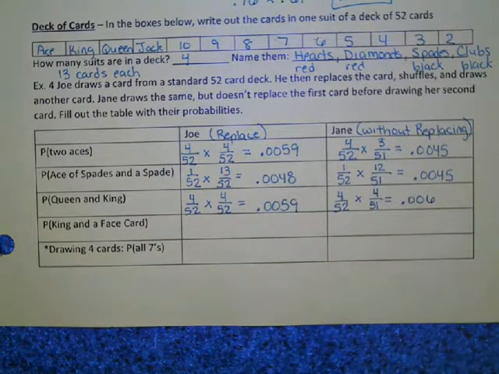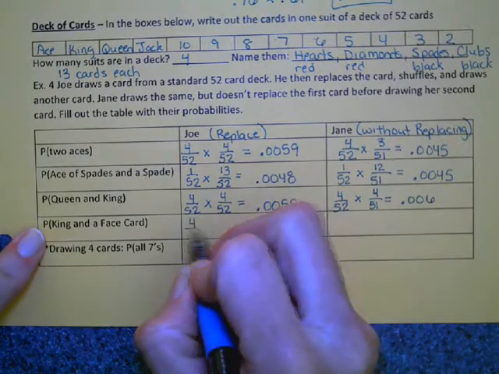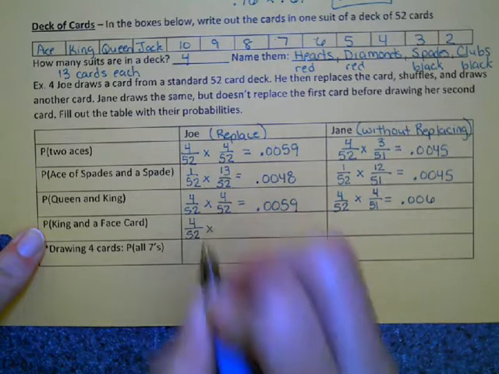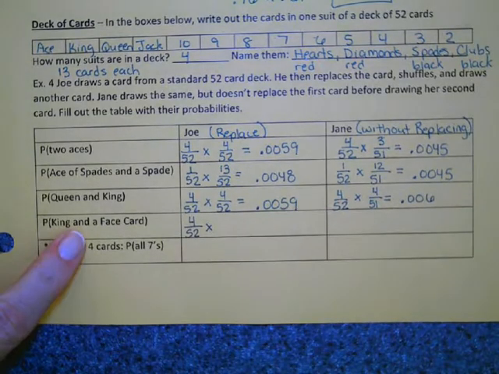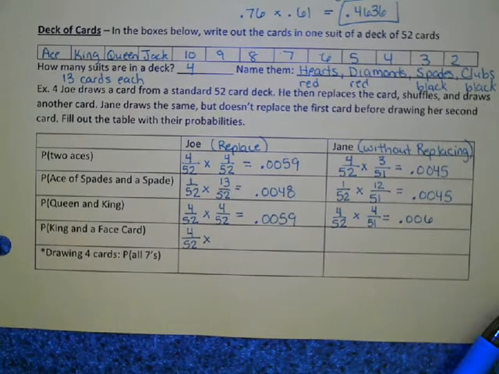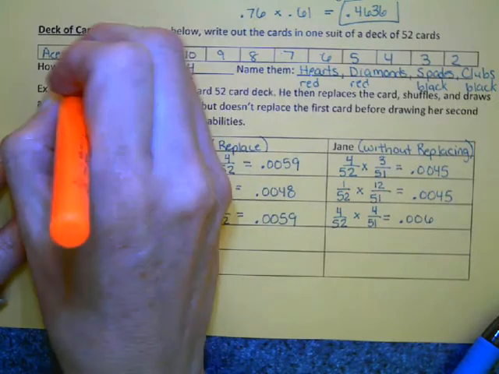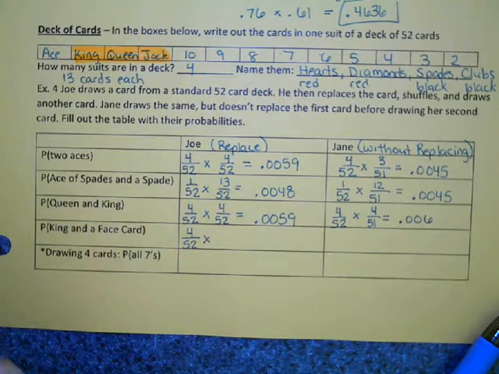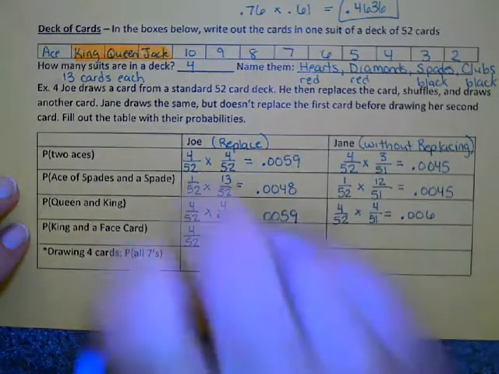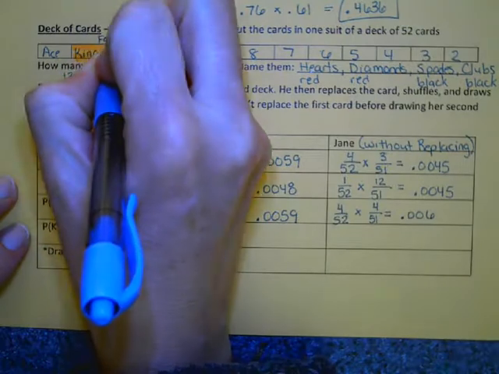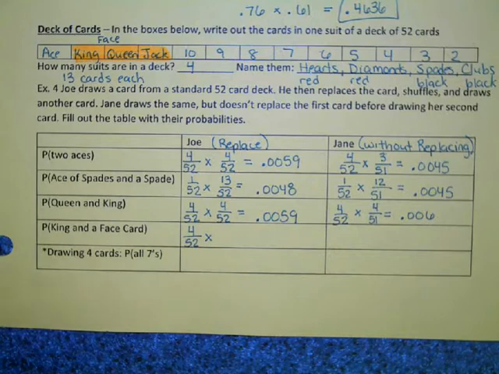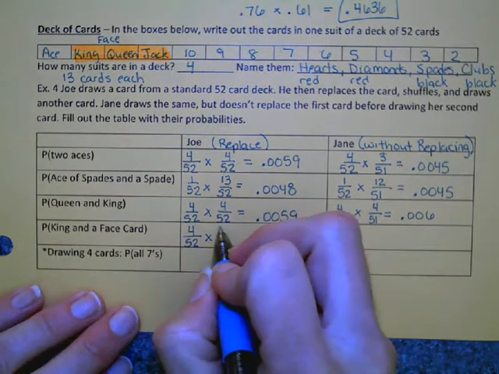Okay, now we're going to go back again. Kings, there are 4 out of 52 cards that are king. Times, and then I want to get a face card. So you have to think, a face card up here are your king, queen, and jack. Those are considered your face cards. They have faces on the cards. So there are 3 of those, but we have 4 suits. So 3 times 4 means there are 12 total face cards in a deck of cards.